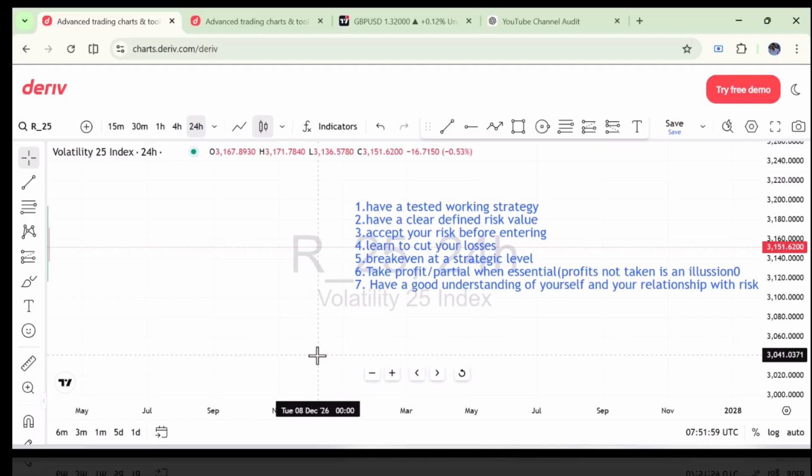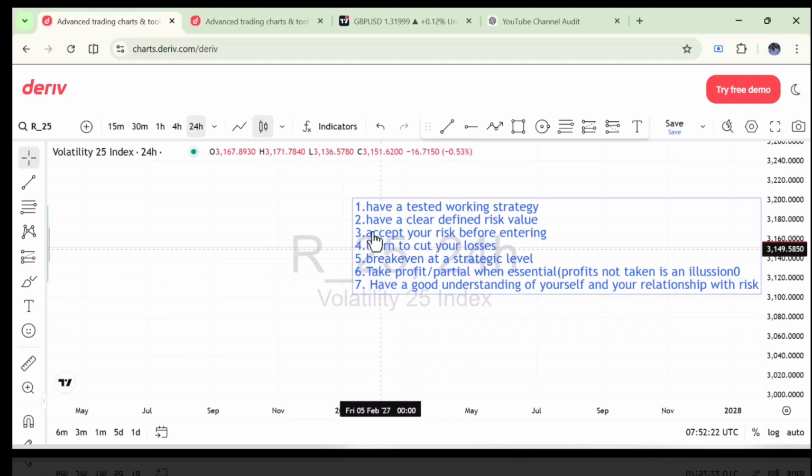Psychologically, within your mind, you need to accept that the money you have left in your trading account is no longer $100 but what? $80. Even while the trade is still on, you should have talked to yourself, you should have convinced yourself that what you have left in your account is $80. That is what accept your risks before entry means.